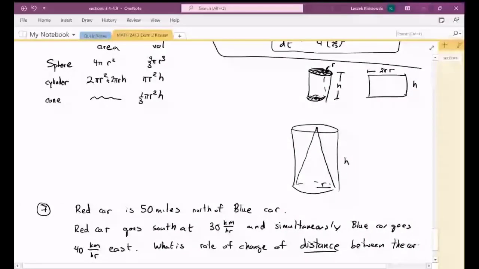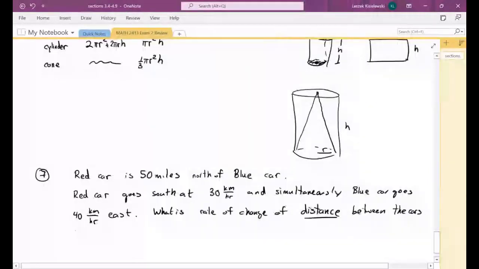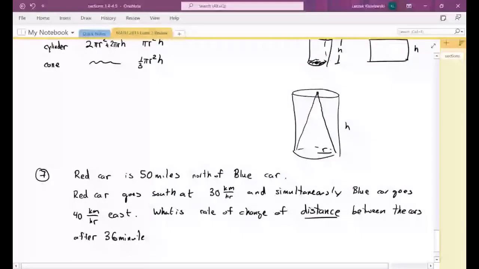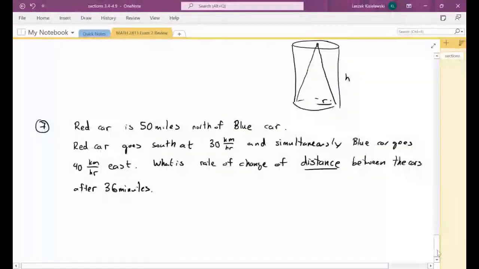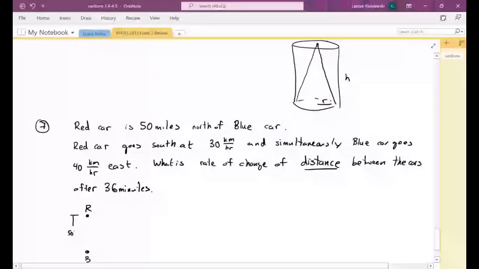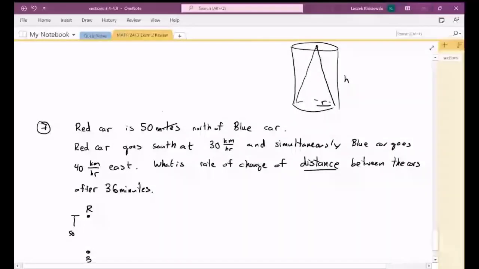Say, after, let's just say, 36 minutes have elapsed. All right. So we can start off, I would probably draw a picture just of the starting positions, right? We have a red and a blue car. The red car is 50 miles, sorry, kilometers.